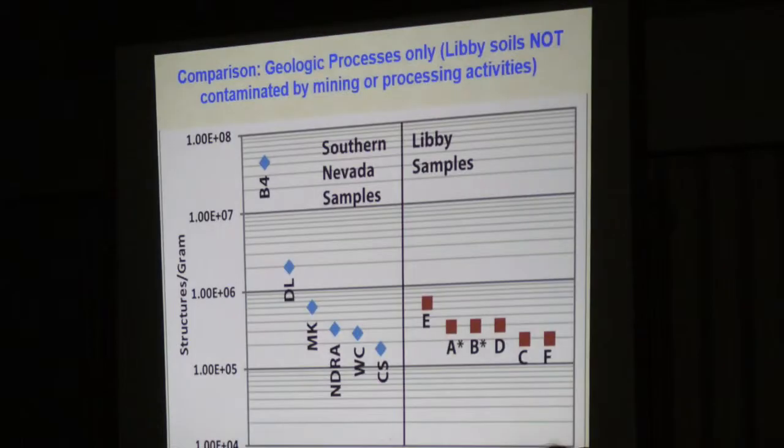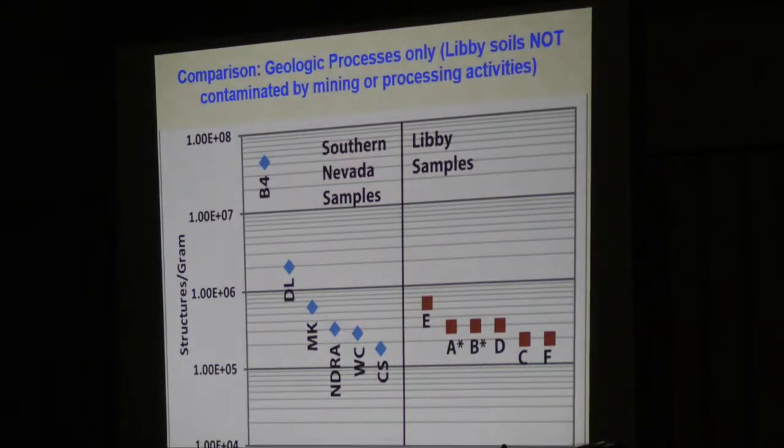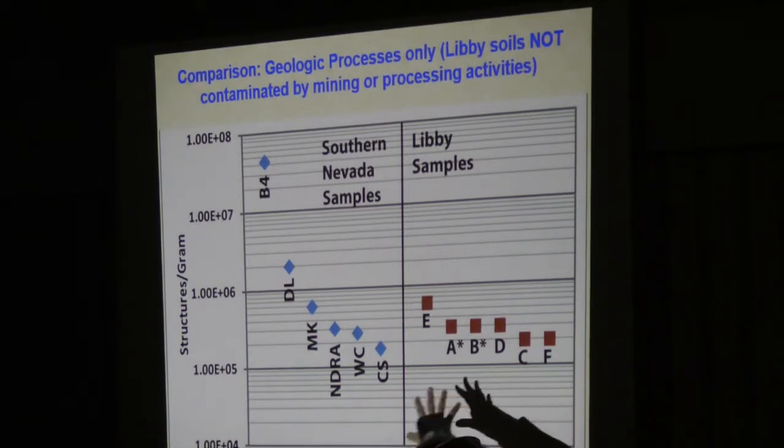Okay, so now I want to compare it to Libby. So these are soils from Libby that were not contaminated by any mining or processing activities. So in other words, the asbestos is there solely because of geologic processes, just like here. Water or dust, glaciers could move the fibers in Libby. And so we're comparing the two, and what we see is that about 4 of our soils are very similar in concentration to what's found in Libby, and then 2 of them are significantly higher, the dry lake bed and at the end of Adams Boulevard.